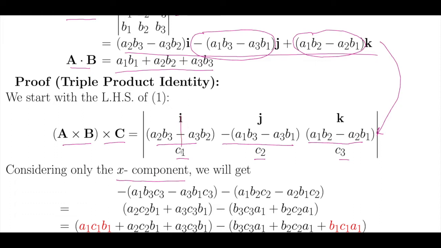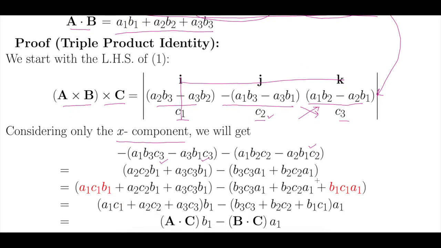So now we will consider the x component or the I component of this. For the I component, we will have this one removed, and we will have this times this minus this times this. Okay, so we'll say minus of A1 B3 minus A3 B1, and then we will multiply it by C3, and then we subtract A1 B2 minus A2 B1 multiplied by C2. Okay, so now I can combine the plus terms and then the minus terms.